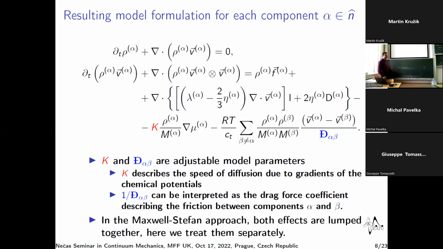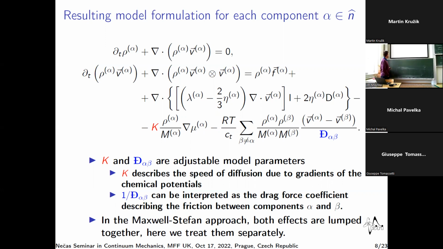and these are interpreted as binary diffusivities, and basically they mix together two phenomena. One is the friction coefficient, and the other one is the driving force of the diffusion. In this model, which I have here, these two terms are split. So basically, the diffusion force from the chemical potential gradient can be driven by this K, and this is now really only friction and nothing else. So this is a basic difference from the classical Maxwell-Stefan model.